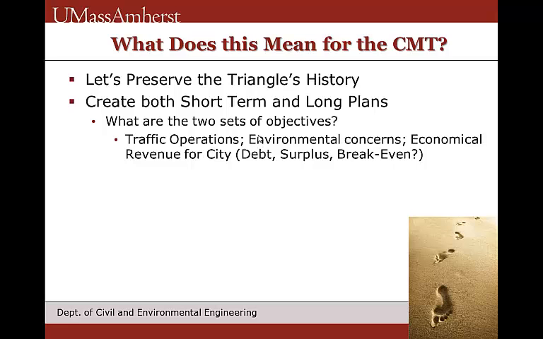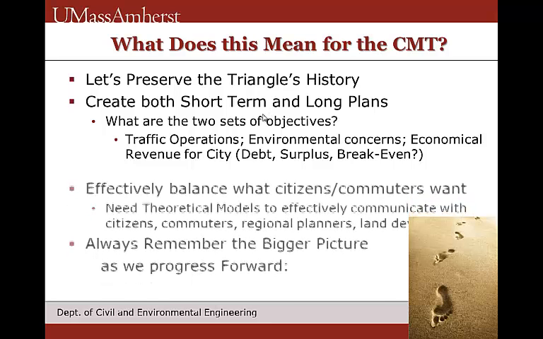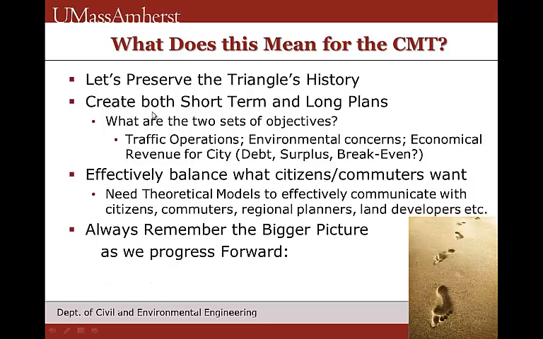What are the two sets of objectives that we want? Well, we want traffic operations, environmental concerns, economic revenue for the city. I mean, does the city have a debt, surplus, or a break-even point within the current land use operations at the triangle? These are things that we need to figure out. We need to effectively balance what citizens and commuters want, what different stakeholders want, and you need theoretical models to effectively communicate with citizens, commuters, regional planners, land developers, and so on. And always remember the bigger picture as you progress forward. And so these are just sort of trying to symbolize moving forward.